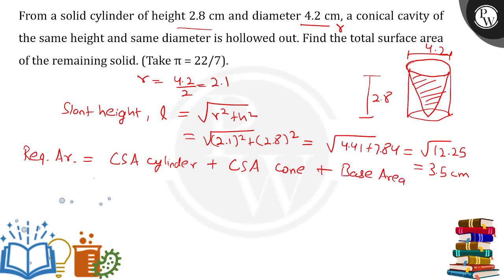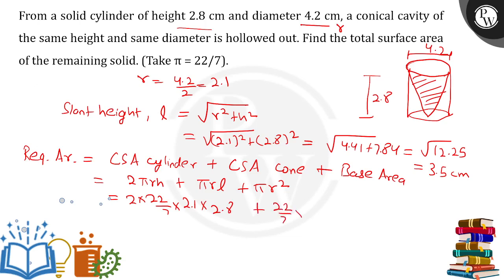To put up the values, we have CSA of the cylinder, which will be 2 pi r h. CSA of the cone will be pi r l, and base area is pi r square. We have all the values. Put up all the values and do the calculation. 2 into 22 by 7 into r, which over here is 2.1, h we have 2.8. Then for the second part, again 22 by 7, r is 2.1, l we have calculated after long calculation, that is 3.5, plus 22 by 7, r square again is 2.1 into 2.1.